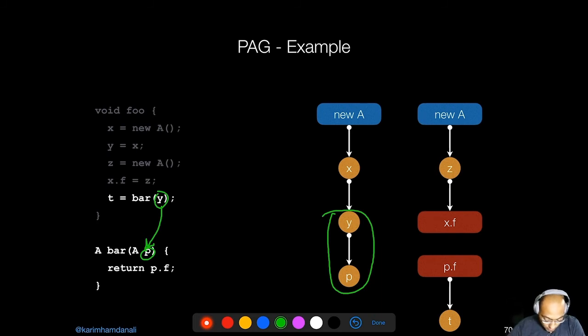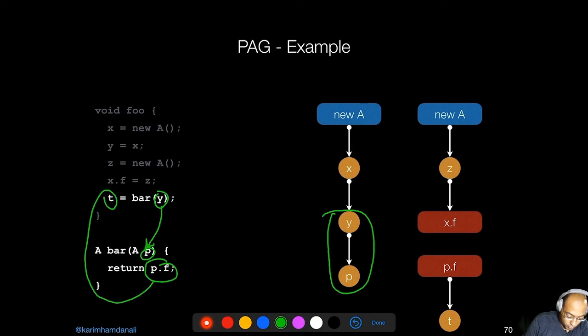The second thing is the following. The return, there is another implicit assignment that happens here. The return of that method is implicitly assigned to whatever the left-hand side of this assignment of that method is. So the return variable of bar is going to be assigned to T. What is the return variable of bar? It is P.f, so it is this. I'm going to assign it to T.